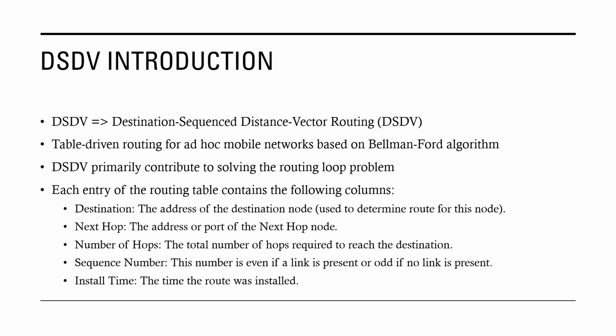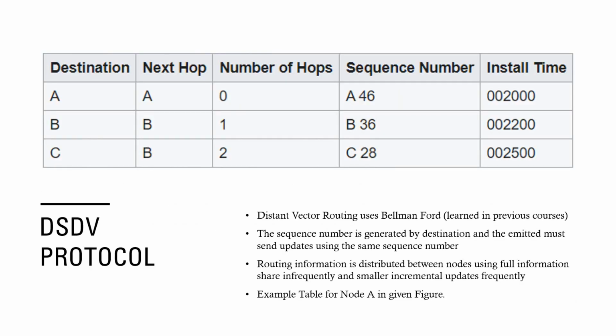The destination keeps the address of the destination, and it is used to determine the route for this node. This is what is used for matching the entry. Matching means that whenever we compare a packet, the packet has a header which shows what the destination is. That is compared to this part of each entry to understand where to go. The install time reflects how recent the current entry is. So these are the 5 columns of each entry, and this is an example of them.